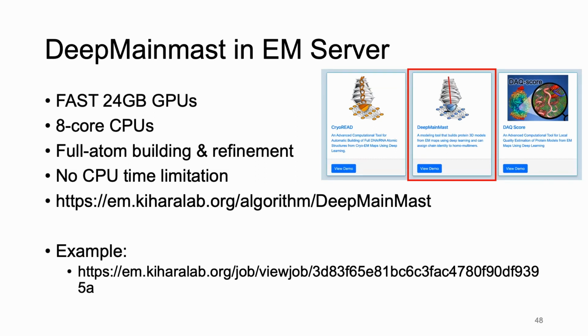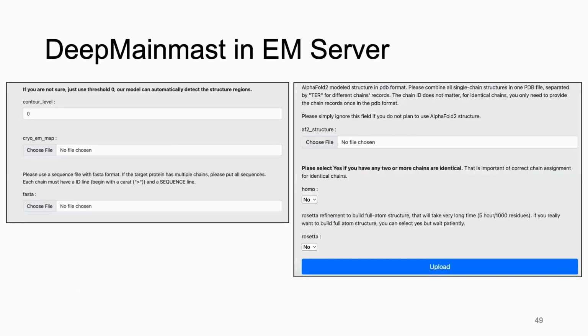So you can access the website here. Then there are some examples I will show. The parameters are almost the same. It puts the control levels and Cryo-EM map, then FASTA files. Then if an AlphaFold2 structure is available, you can simply put it here in the AlphaFold field. If you want to build the Rosetta full atom building and refinement, please check these buttons. It's very straightforward.